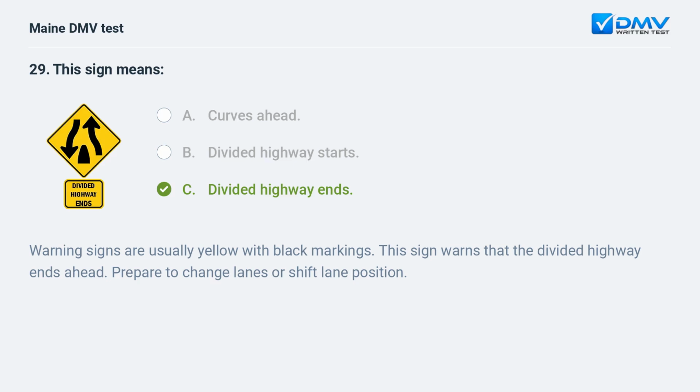Warning signs are usually yellow with black markings. This sign warns that the divided highway ends ahead. Prepare to change lanes or shift lane position.